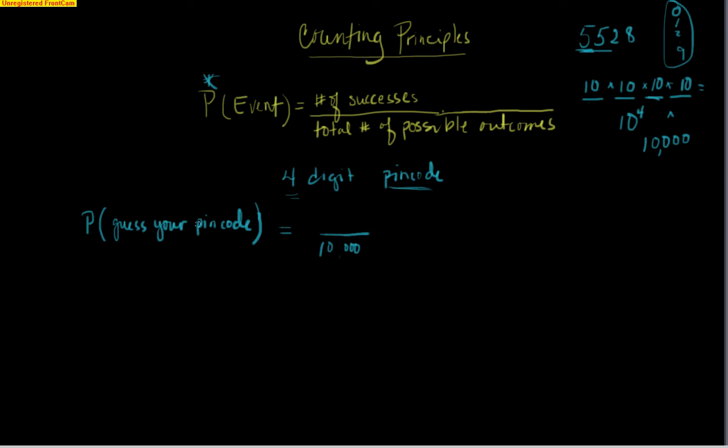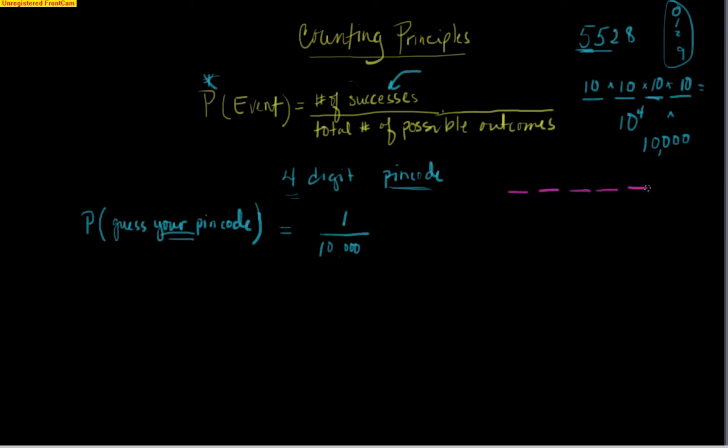So what is the probability somebody guesses your PIN code? Well, how many PIN codes do you have? How many successes are there? There's only one. One out of 10,000. So think about why they recommend so much that you do a 6-digit PIN code. Why would that make a difference? Because if you had 6 digits, look what happens.